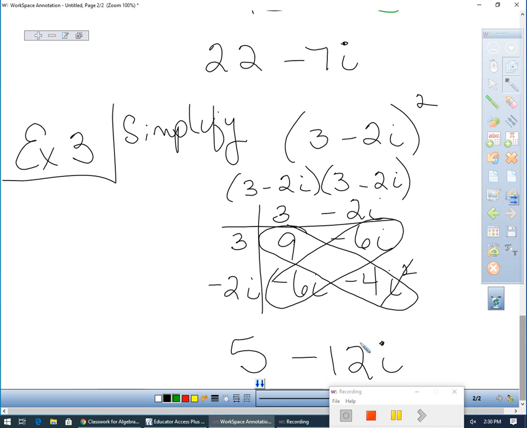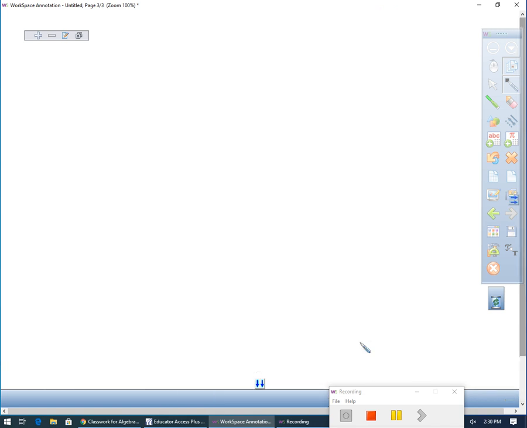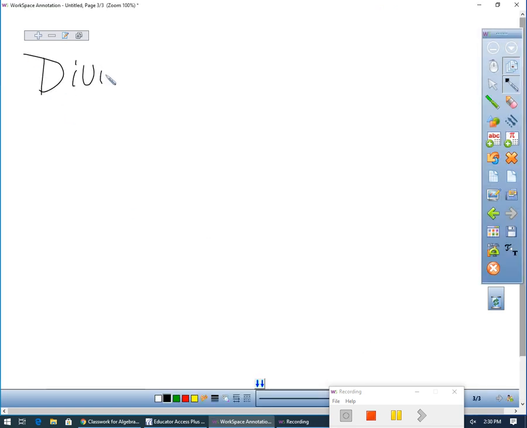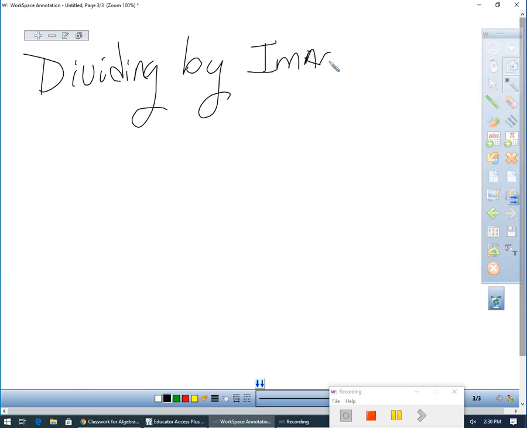Questions so far? Okay, so we've talked about adding, subtracting, multiplying. Now we got to talk about dividing. And there's two sections to the dividing, two different things I want to talk about. So, first, dividing by imaginary, maybe imaginary, numbers. So if you're dividing and your denominator is one term and it has an i in it, okay?